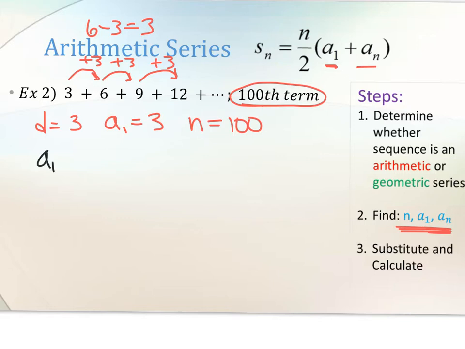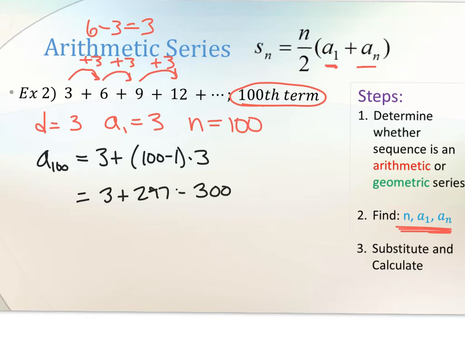So a sub 100 equals 3 plus 100 minus 1 times my common difference of 3. Multiply that out, and then add that together, and that gives me 3 plus 297, which gives me 300. So my last term is going to be 300.